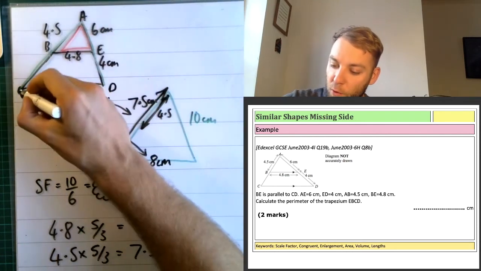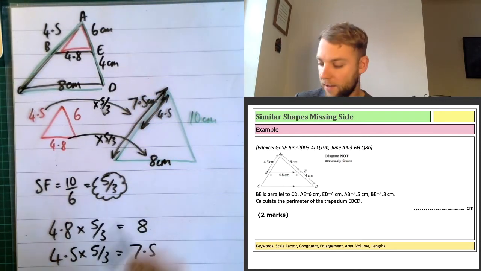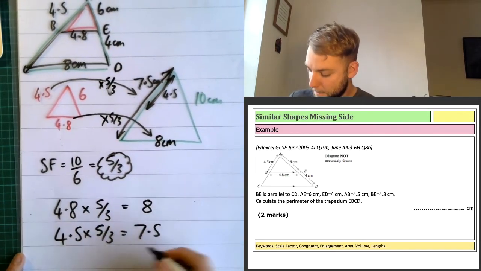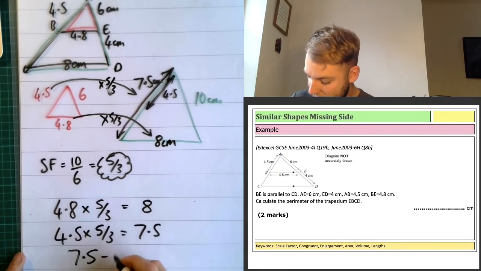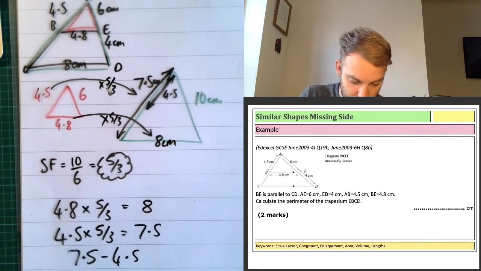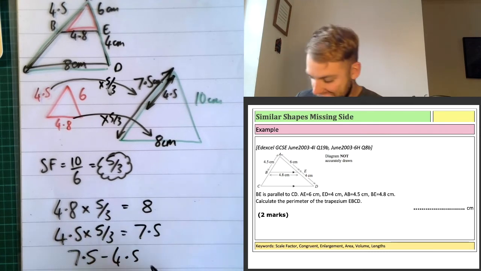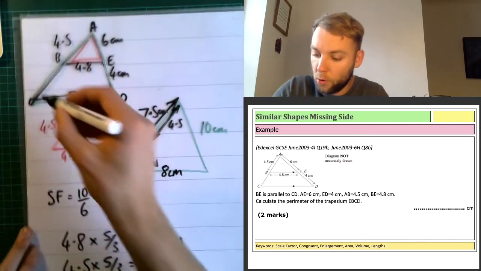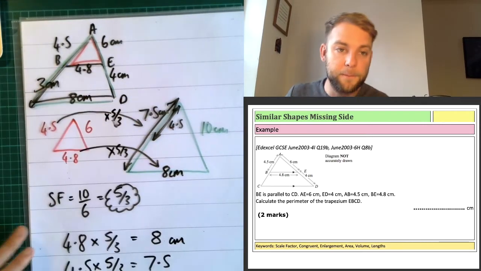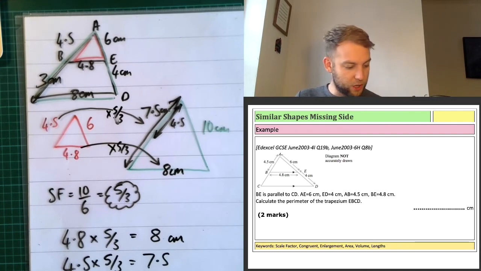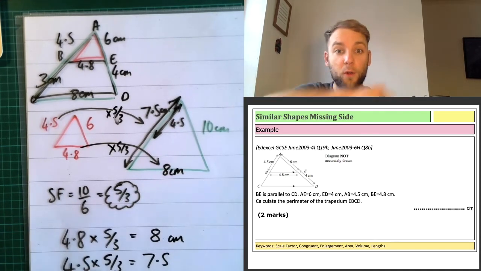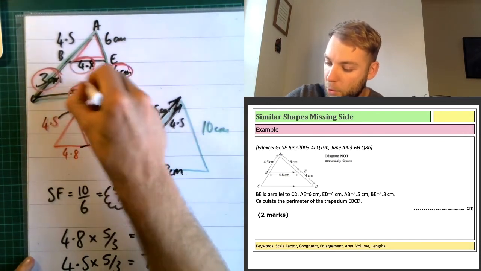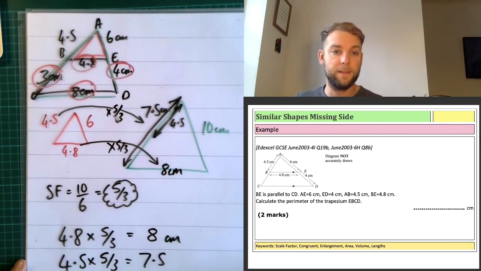So I know that this full length is 7.5. I know the top is 4.5. So to work out this bottom, it's 7.5 subtract 4.5, which is equal to 3. Have I finished? No, I haven't. All I know is that this side is now 3. So to work out the perimeter, I need to work out all of those added together. So it's going to be this, plus this, plus this, plus this. That's the perimeter, isn't it?